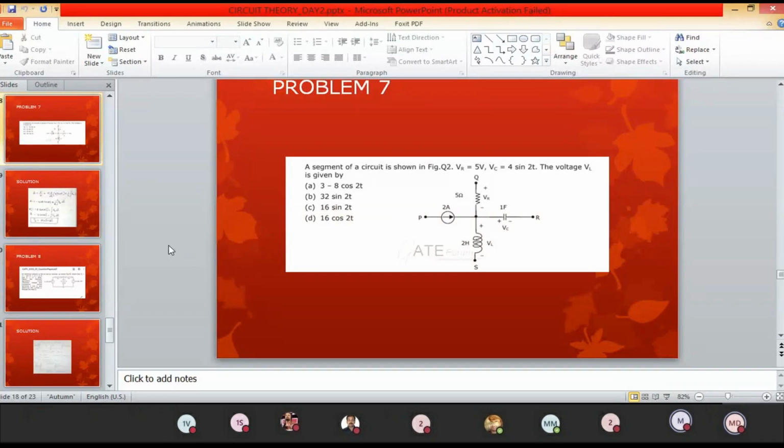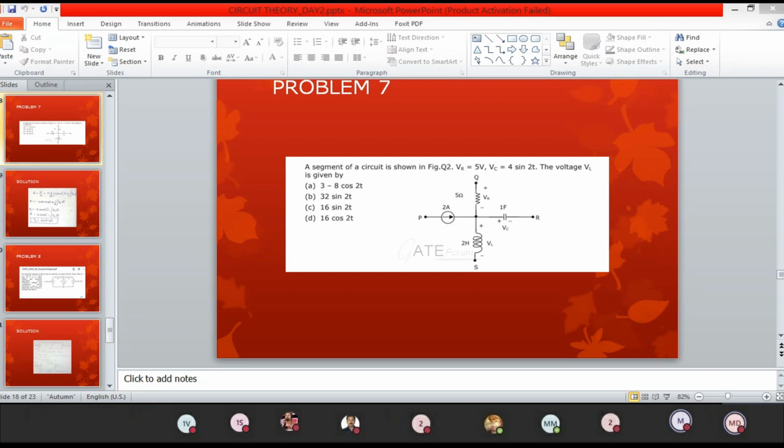Okay. This is a very interesting problem. A segment of a circuit is shown. V_R, the voltage across the resistor, is 5 volts. V_C, the voltage across the capacitor, is 4 sin 2t. V_L, the voltage across the inductor, is what?